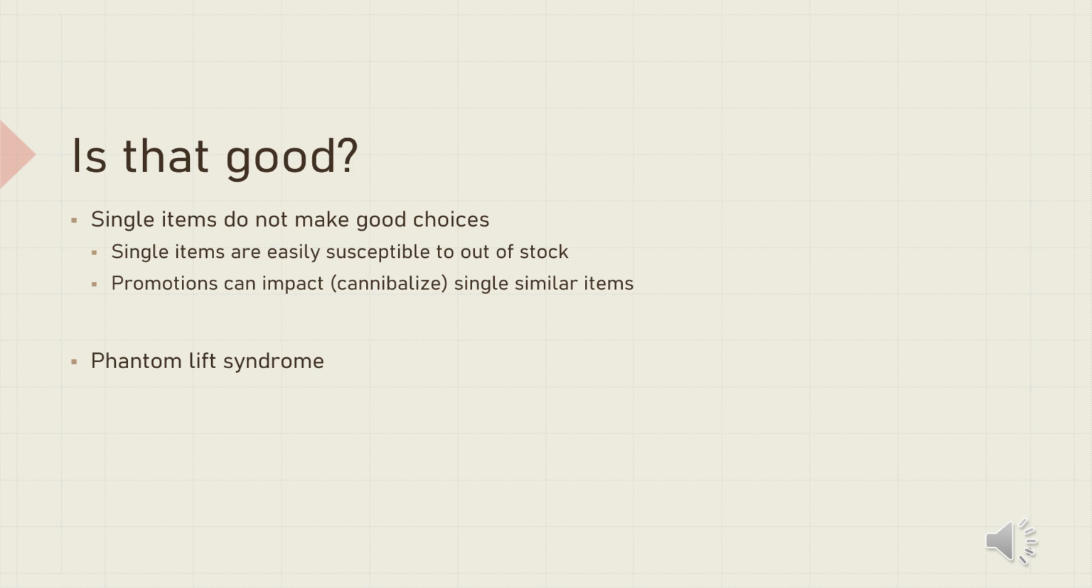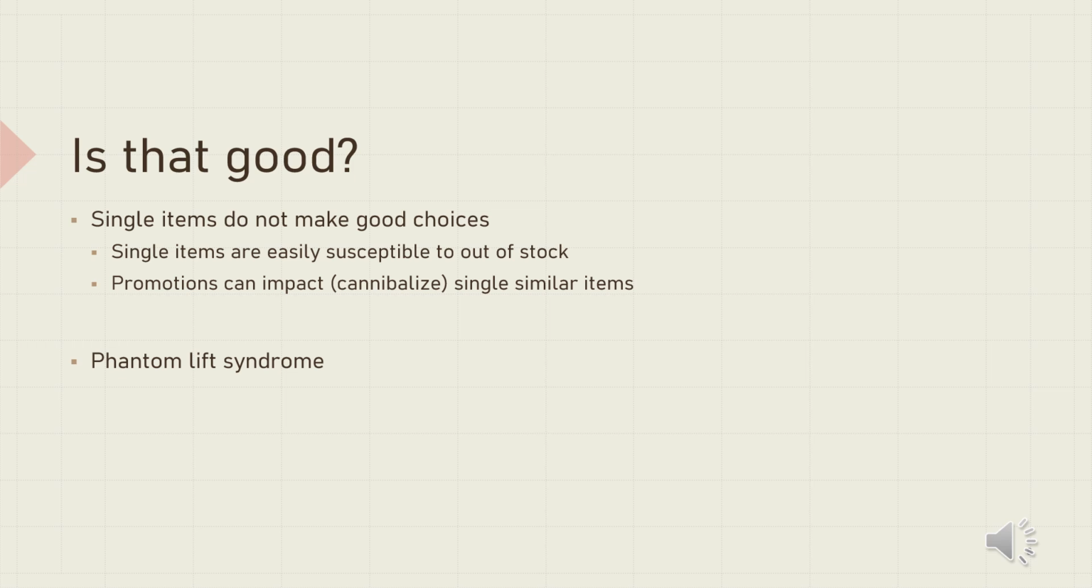Now let's say that for this butter 500 grams from Rami's brand, which is under promotion, I select another butter 500 grams from some other brand, let's say ABCD brand, which is not in promotion. Okay, I just select a single item. Is that a good choice?